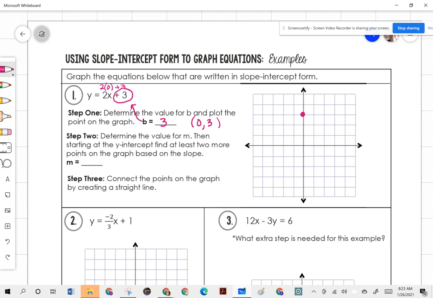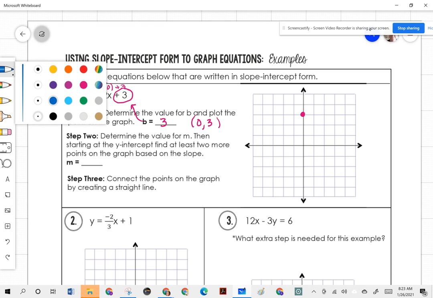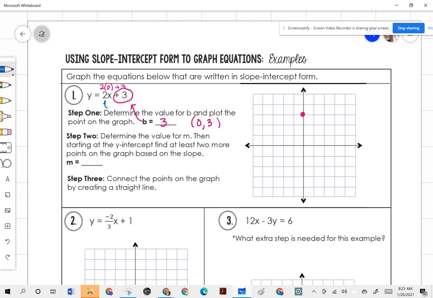Determine the value for m. So remember the m is going to be the slope. Okay, it's right before the x. Then starting at the y-intercept, find at least 2 more points on the graph based on the slope. So my slope is 2. It's the number in front of the x.